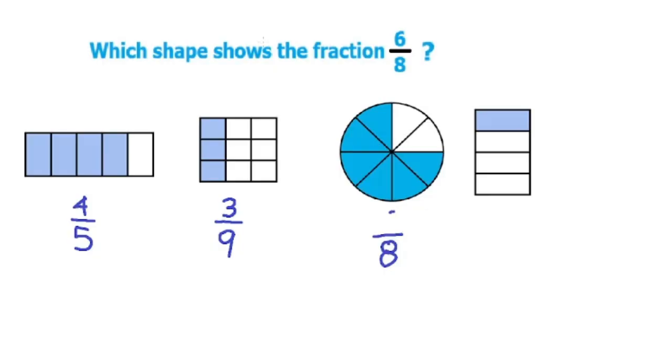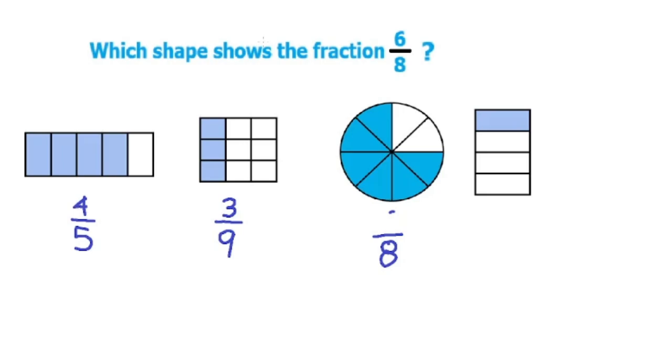For this one, we have 1, 2, 3, 4. 4 equal parts, so that's what our denominator is going to be. And we have 1 shaded in, so that's our numerator.